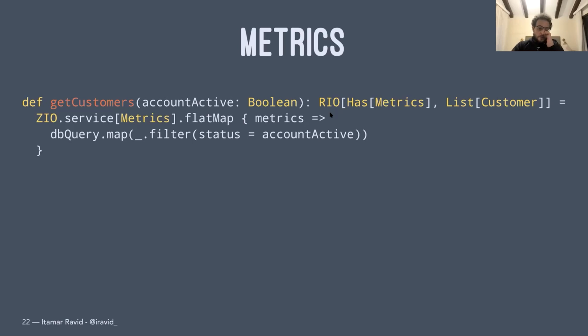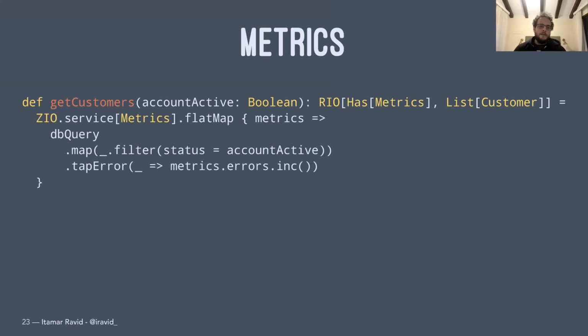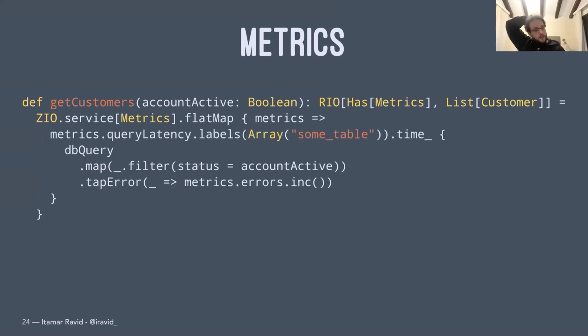And now we can start instrumenting the various parts of this function. Well, the first part, and probably the easiest, is just to count the errors. So whenever we have an error on this DB query, then we use tapError to increment the counter on the metrics instance. That's fairly easy and not quite as intrusive as the next 2 metrics. The next part is timing the query latency. So we can time the query latency using the time_ function on ZIO metrics' histogram instance.